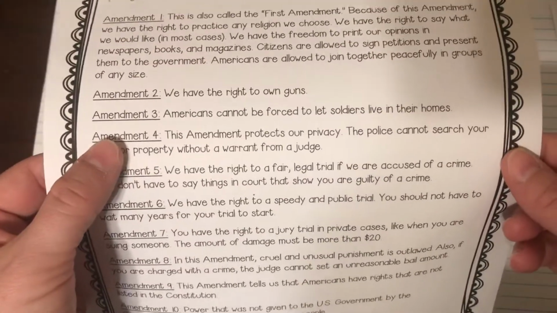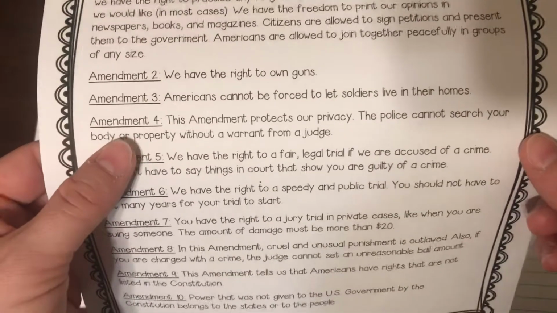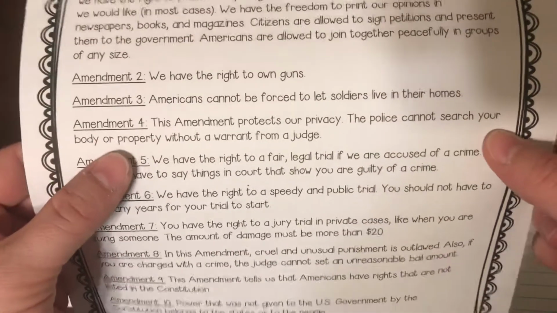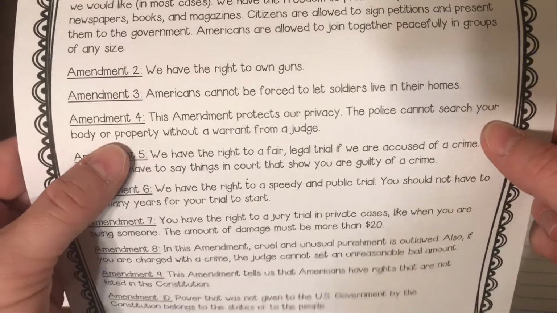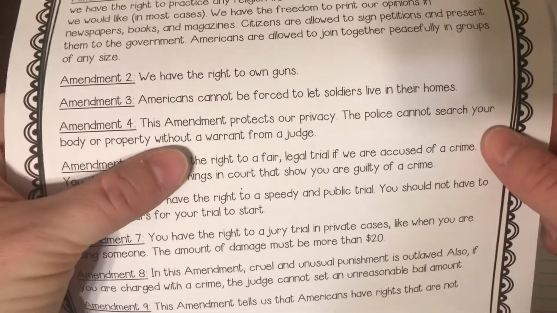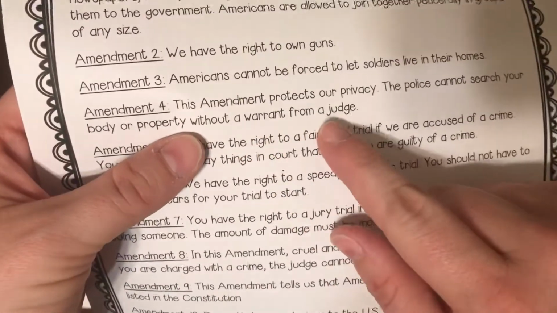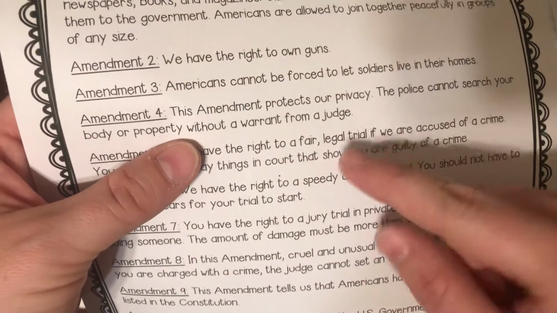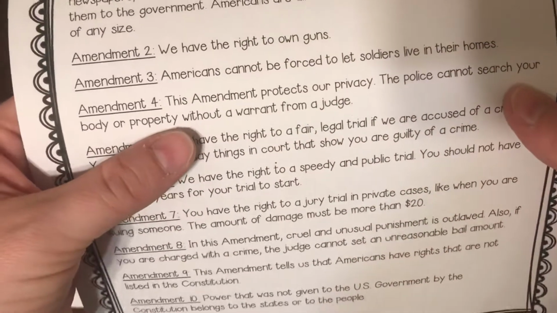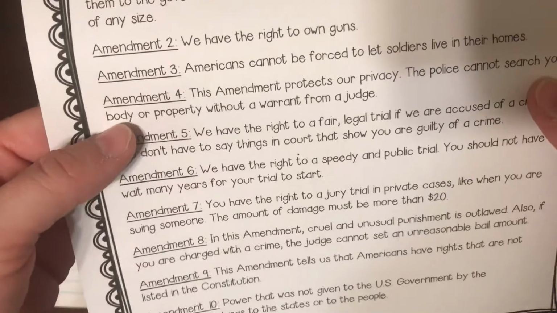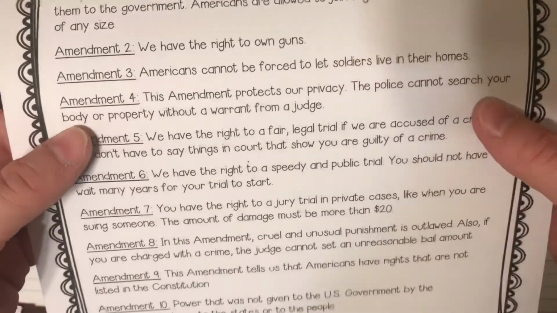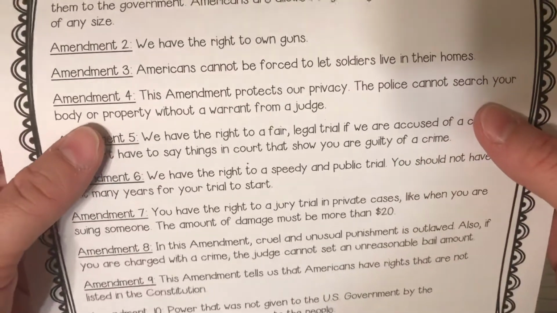Number 4 says the amendment protects our privacy. The police cannot search your body or property without a warrant from the judge, meaning permission from a judge to make sure it's okay that they come and search your property, like your house or your car or even just whatever you have on you. They're not allowed to search you unless they have cause.